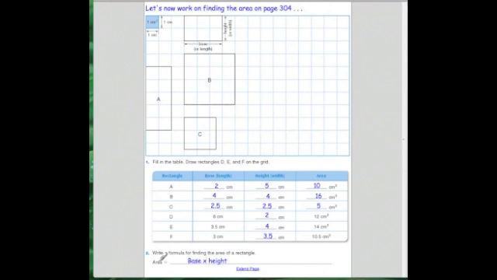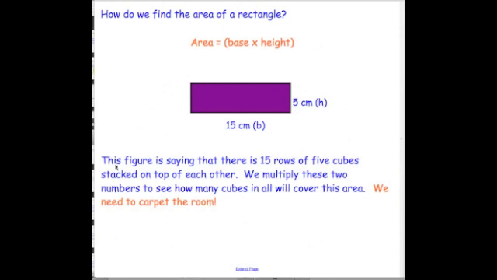And hopefully on number 2 you guys figured out that the formula of area is base times height. How do we find the area of a rectangle? Area equals base times height. This figure is saying that there are 15 rows of 5 cubes stacked on top of each other. We multiply these two numbers to see how many cubes will cover this area. We need to carpet the room. So we would just take 15 times 5.